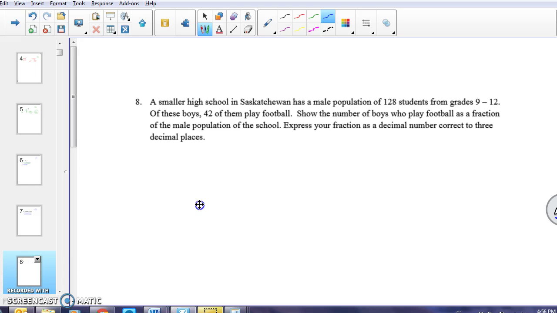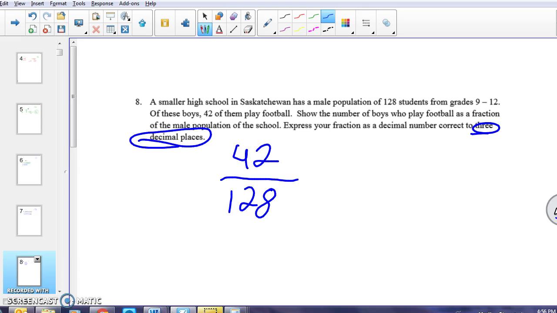A small high school in Saskatchewan has a male population of 128 students. Of these boys, 42 of them play football. Show the number of boys who play football as a fraction, and then show it as a decimal to 3 places. So I have 42 students on top, 128 students in total. So there's my fraction. Now I need to convert this into a decimal, and I need to round to 3 decimal places there. So all I'm going to do is my division. So I have 128 divided by 42.